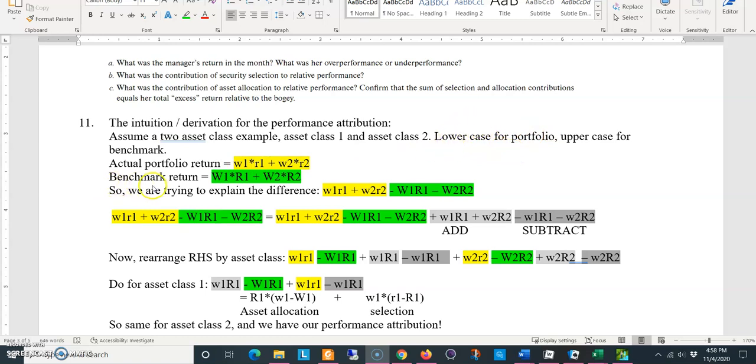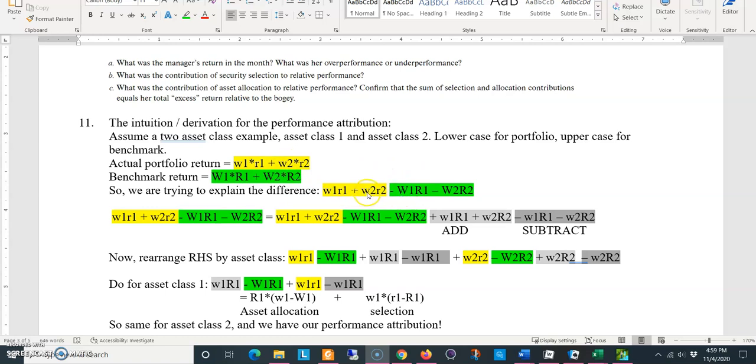What will my benchmark return be? It's going to use the benchmark weight 1 times the benchmark return 1, plus the benchmark return 2 times the benchmark weight 2. These are all upper case, so that's for the benchmark. The performance that we are trying to explain is the difference between the actual return and the benchmark return. So this is the difference we are trying to explain.